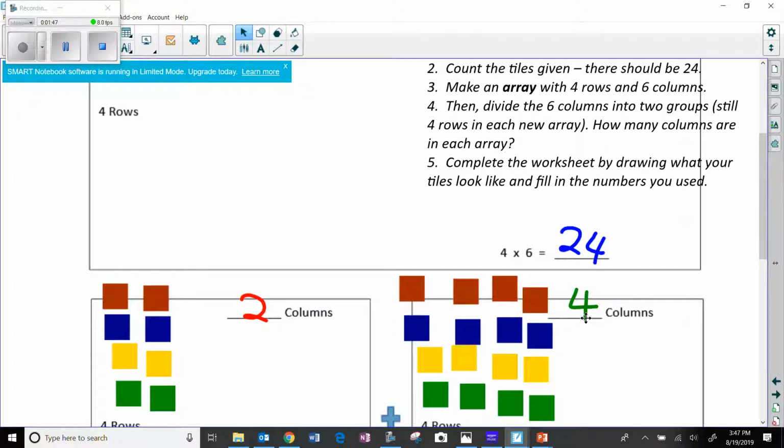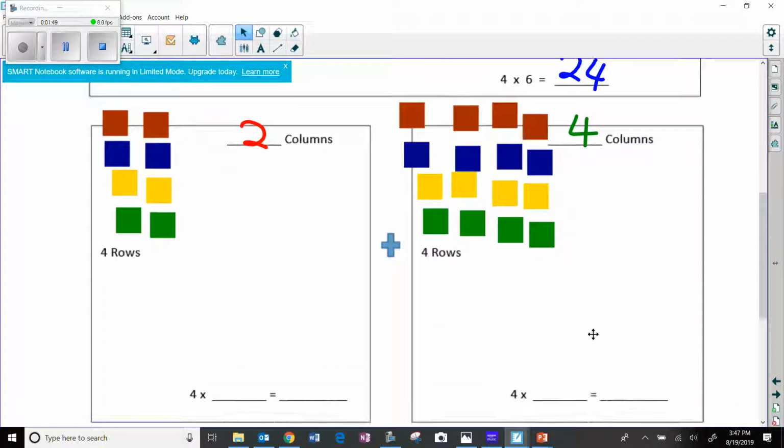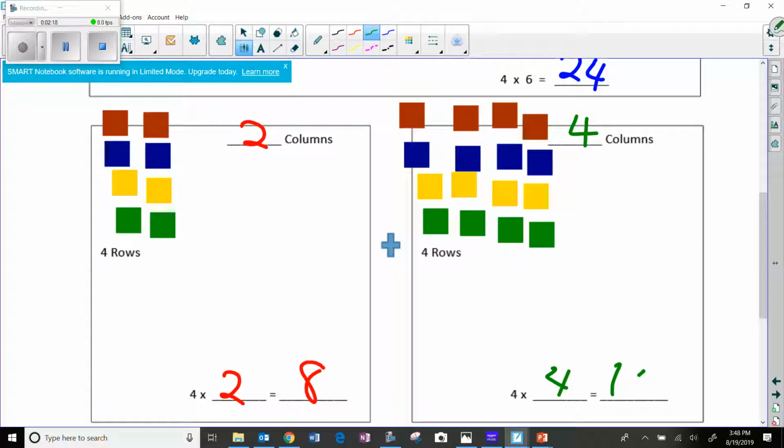Okay, now let's go down to the bottom here. We could count these tiles here in this array, or we can know that 4 times 2 is going to be 8, right? And then over here, we could take our 4 rows and our 4 columns and get 4 times 4, because this 4 represents how many columns there are up here, and we get 16, or we can just count them all.